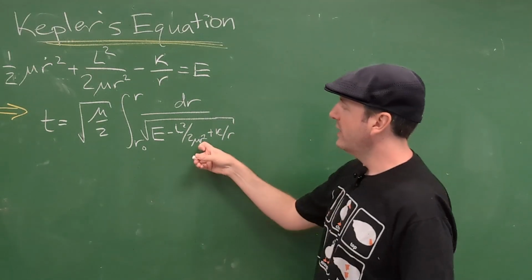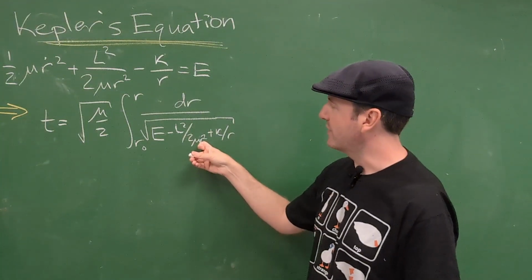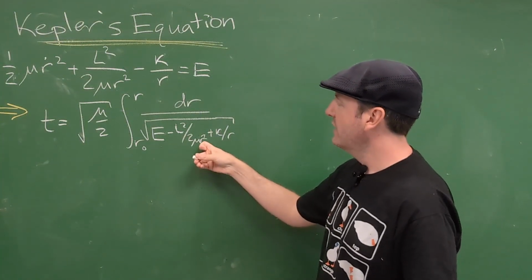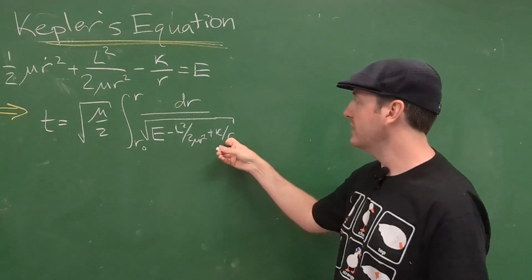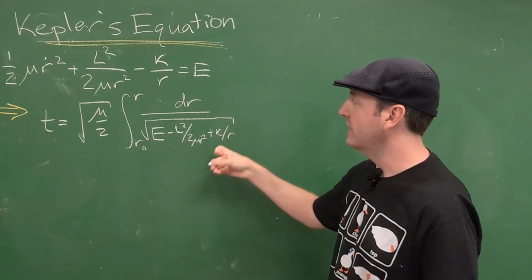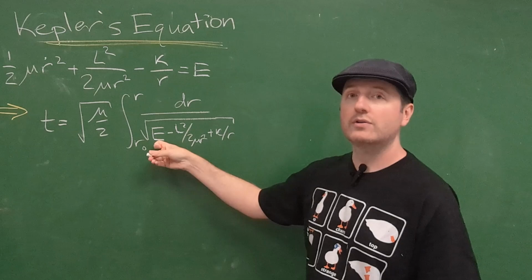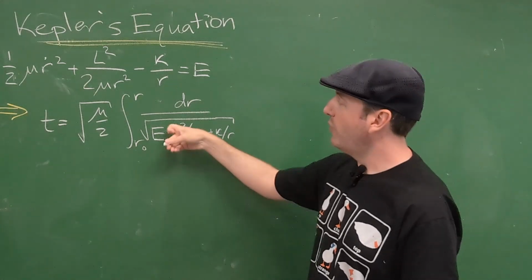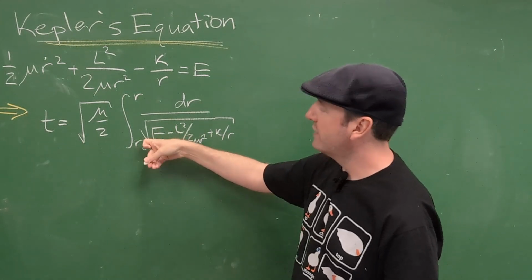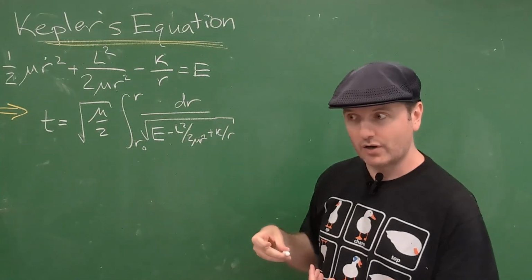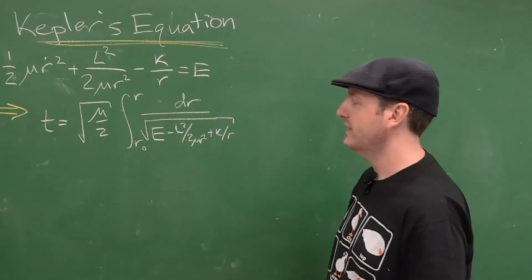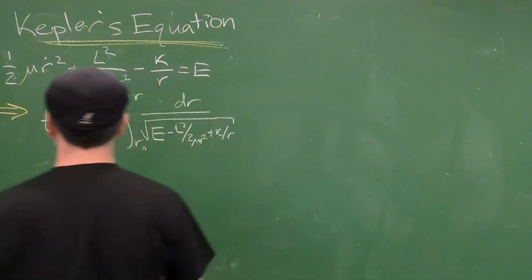So notice that if I pull out a 1 over r squared from this term, I'll be left with a constant. Pulling a 1 over r squared out of this term will leave me with an r times this kappa, and then I'll have an E times r squared here. That 1 over r squared will come out of the root as a 1 over r, and it'll flip up to the top. So I'm expecting something that looks like this.